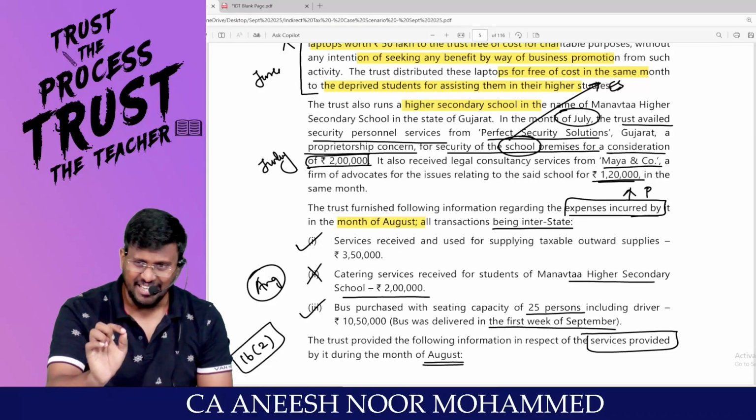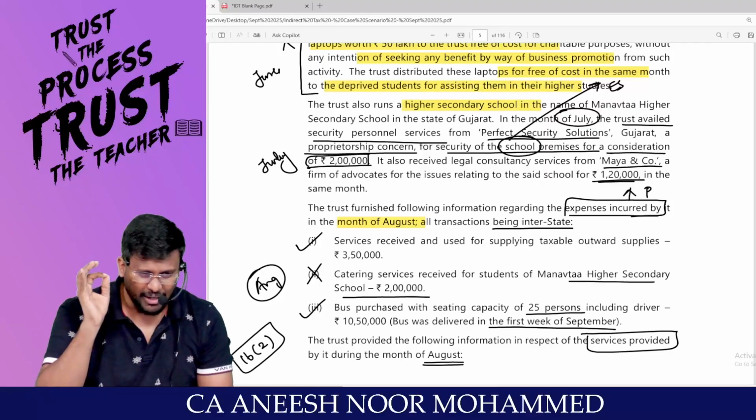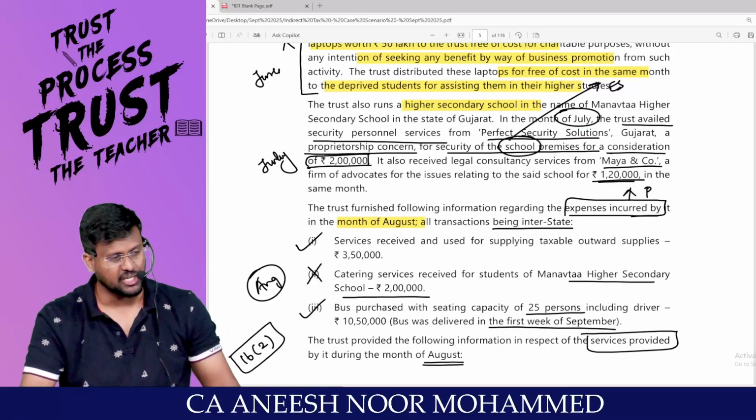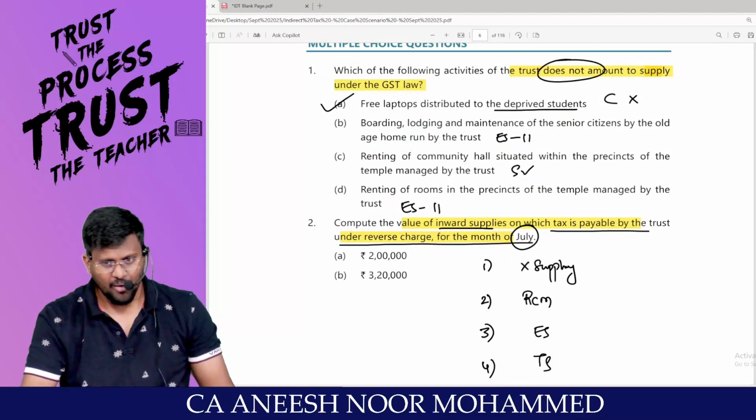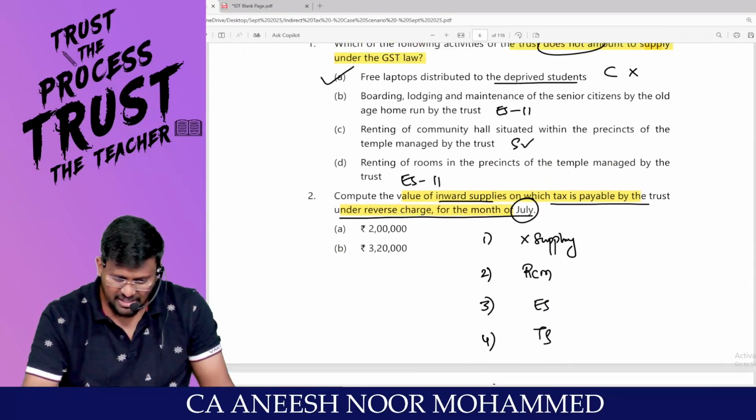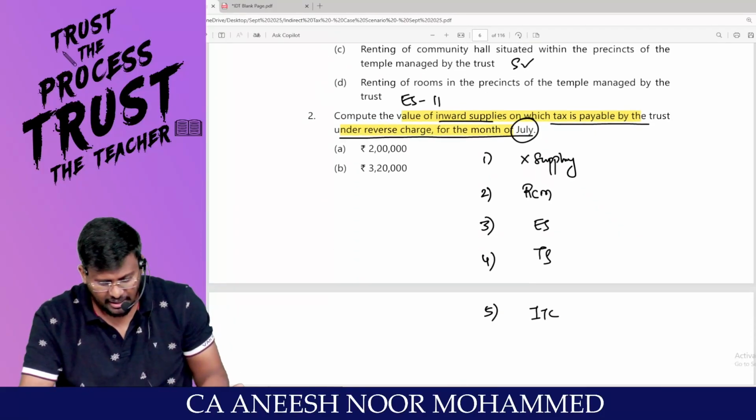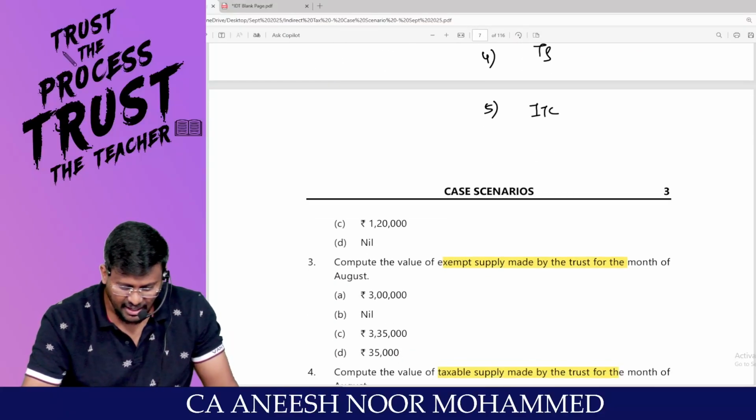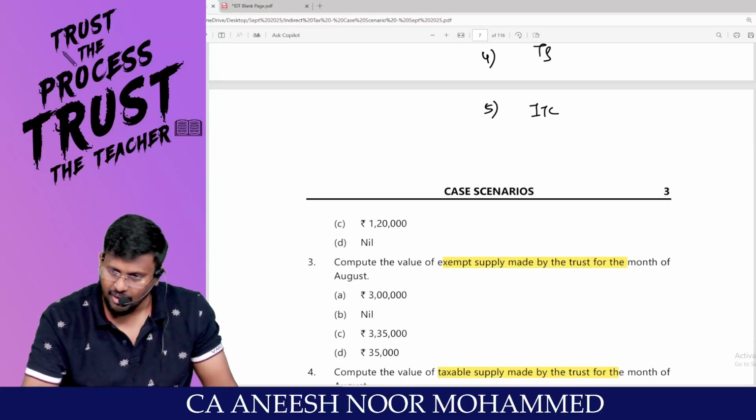Whereas the business entity whose aggregate turnover in the immediately preceding previous year does not exceed the threshold limit for registration is exempted. So the first service is exempted, the second service is also exempted. Yes, sir. If both are exempted, is there any tax to be paid? Is there any such option? 2 lakh, 3 lakh 20, 1 lakh 20, nil.